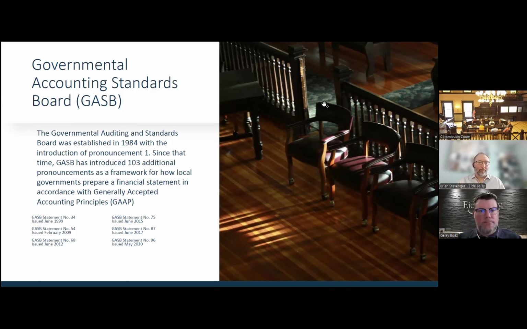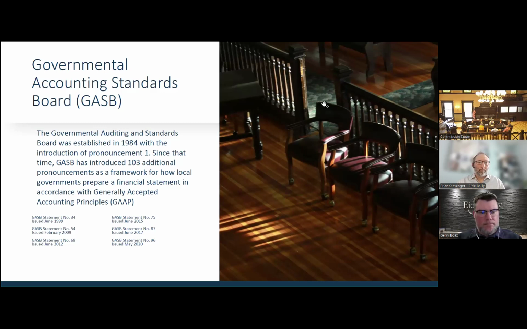Absolutely. Thank you, Sarah. The next is GASB 54, and this is related to the classification of fund balances into non-spendable, restricted, committed, assigned, and unassigned. This would help determine the county's net position.